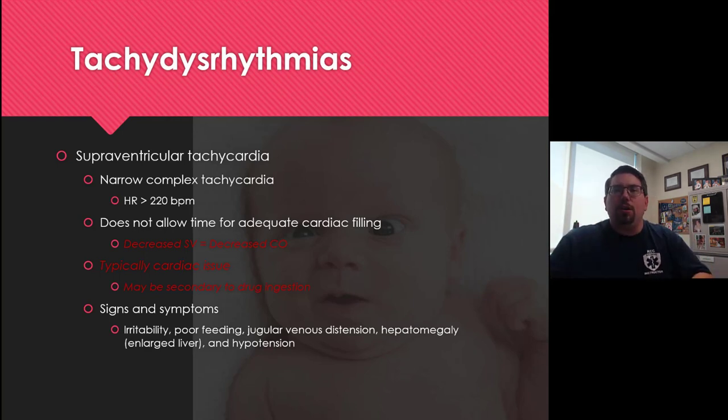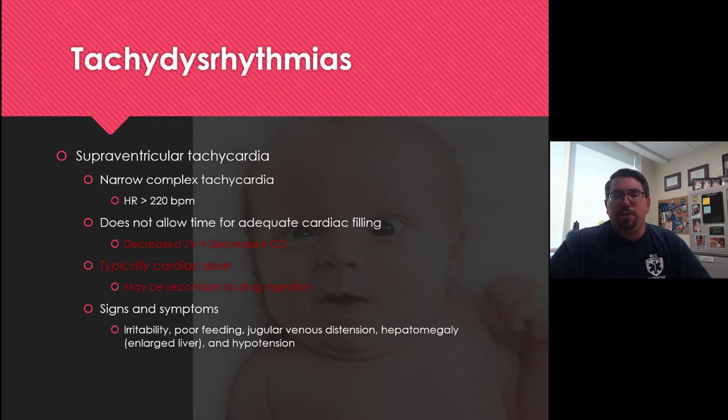We know that as the heart is trying to do its components of ka-chunk perfusion, it's not going to be able to do so effectively because we don't have adequate ventricular filling. Without ventricular filling, we get a decrease in stroke volume, which means we get a decrease in cardiac output. Typically, this is a cardiac-related issue and may be secondary to some type of drug interaction.